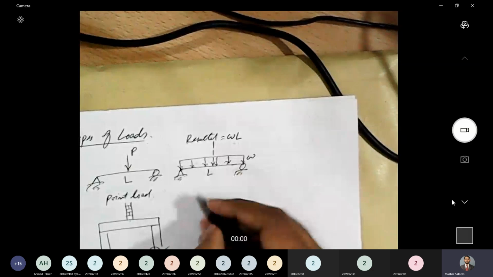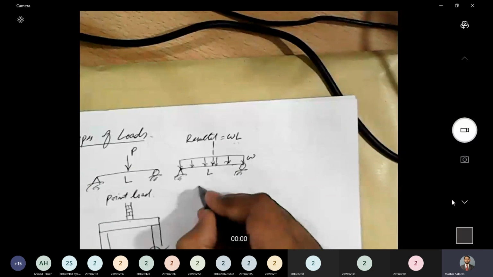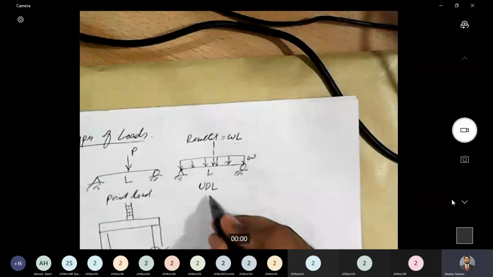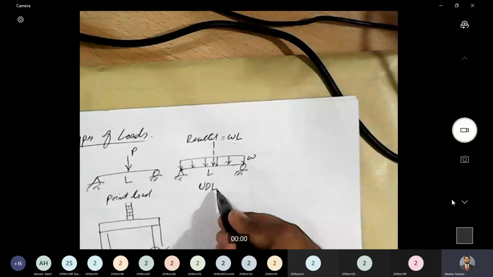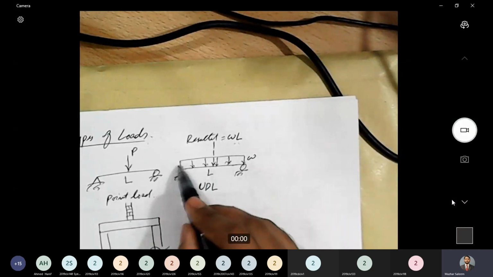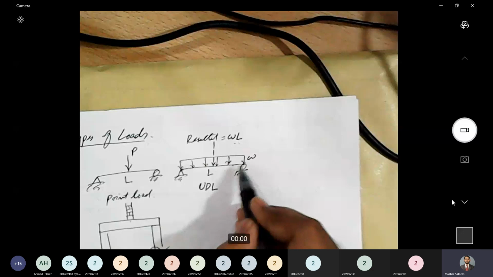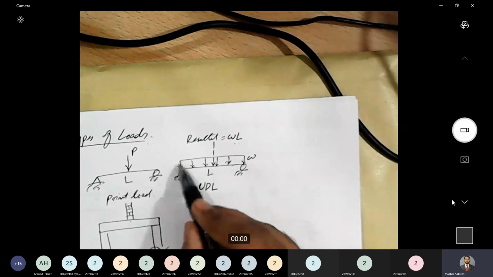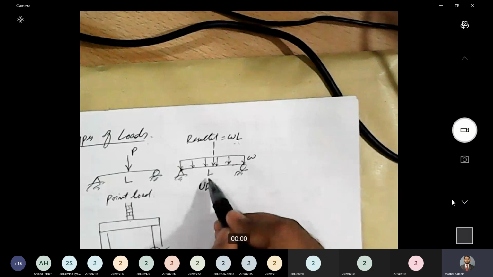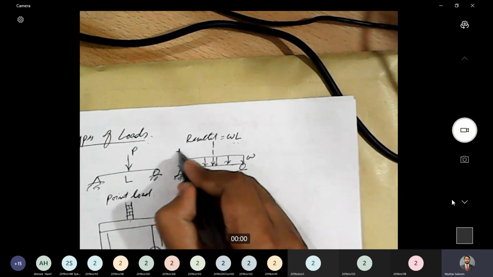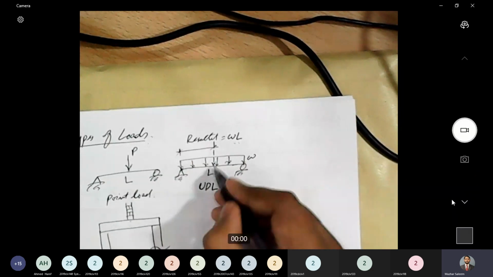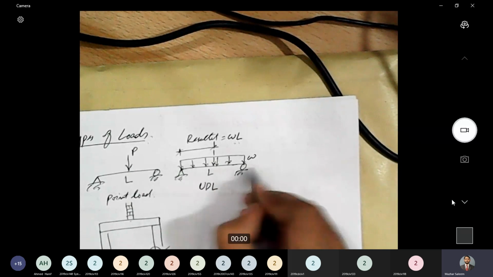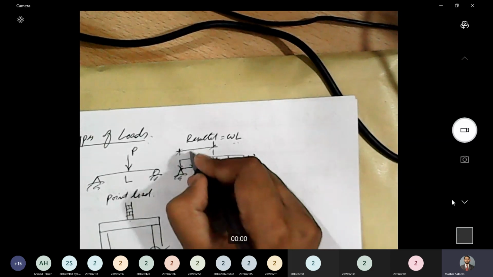If we have a uniformly distributed load, we abbreviate it as UDL. It is represented with a rectangle, and the magnitude of the resultant can be calculated as the area of this rectangle, omega into L. And the location of the resultant will be the centroid of this rectangle. If the total span is L, then this will be L/2.